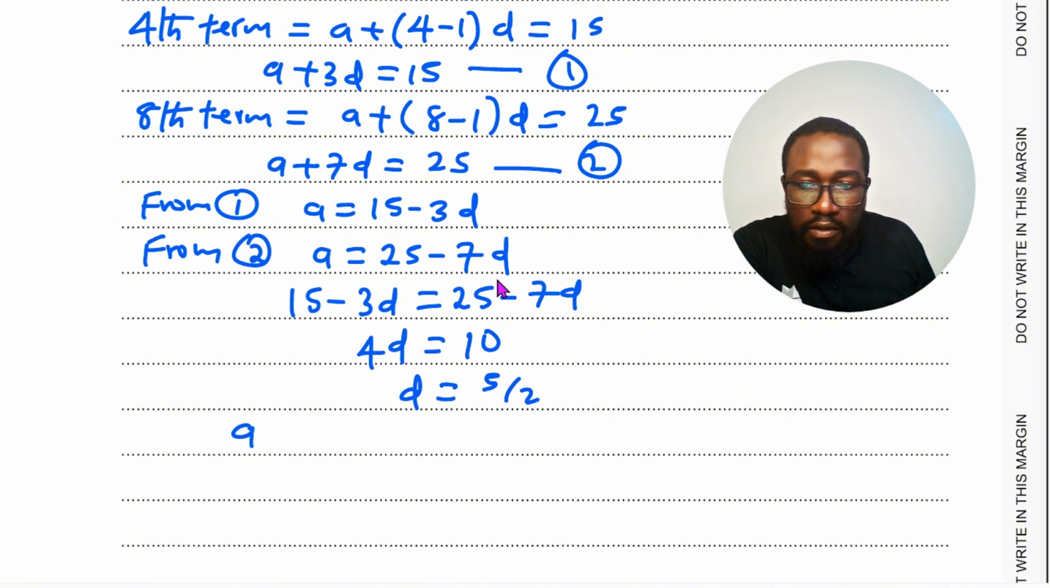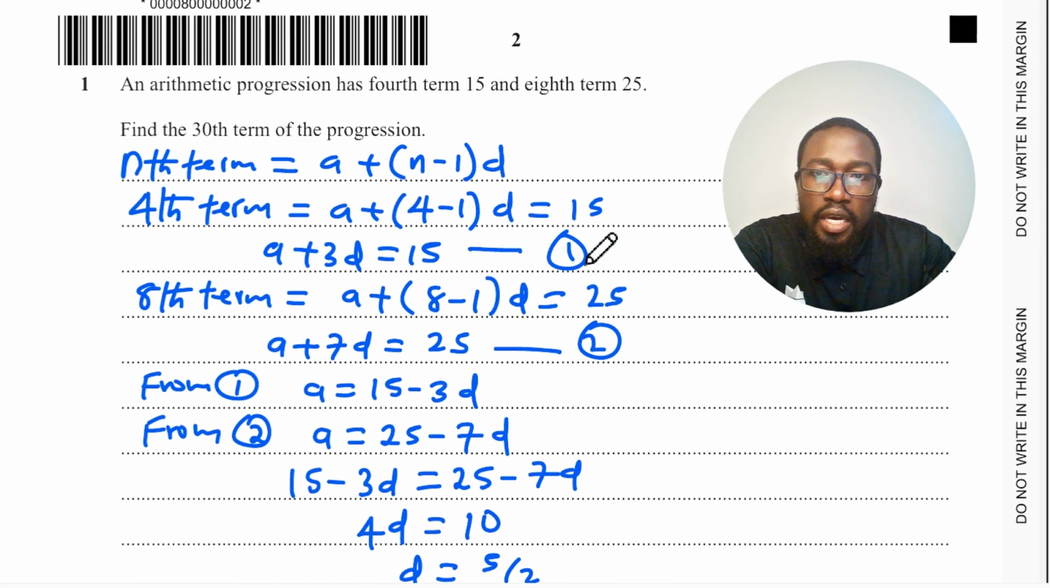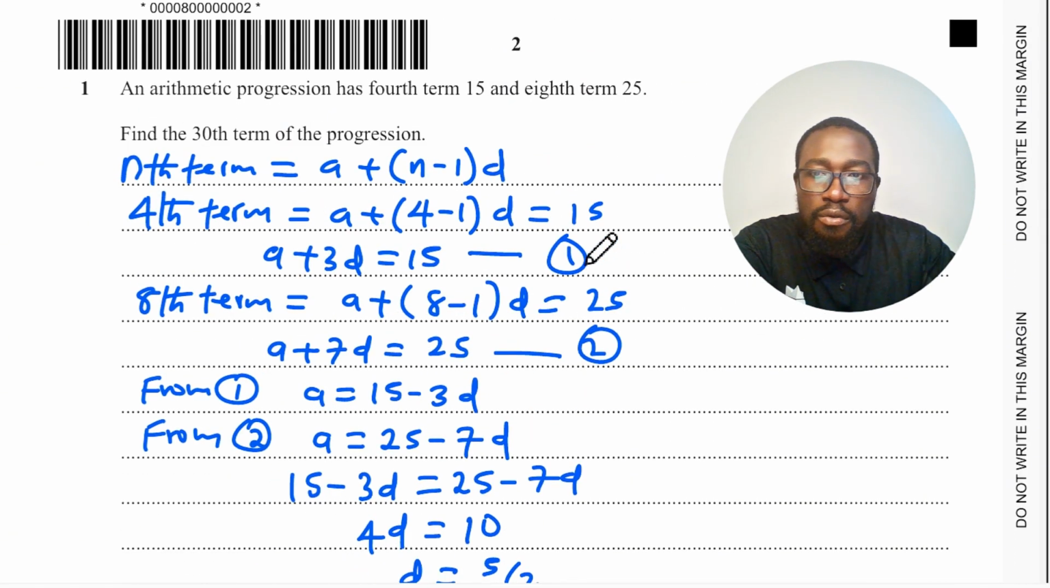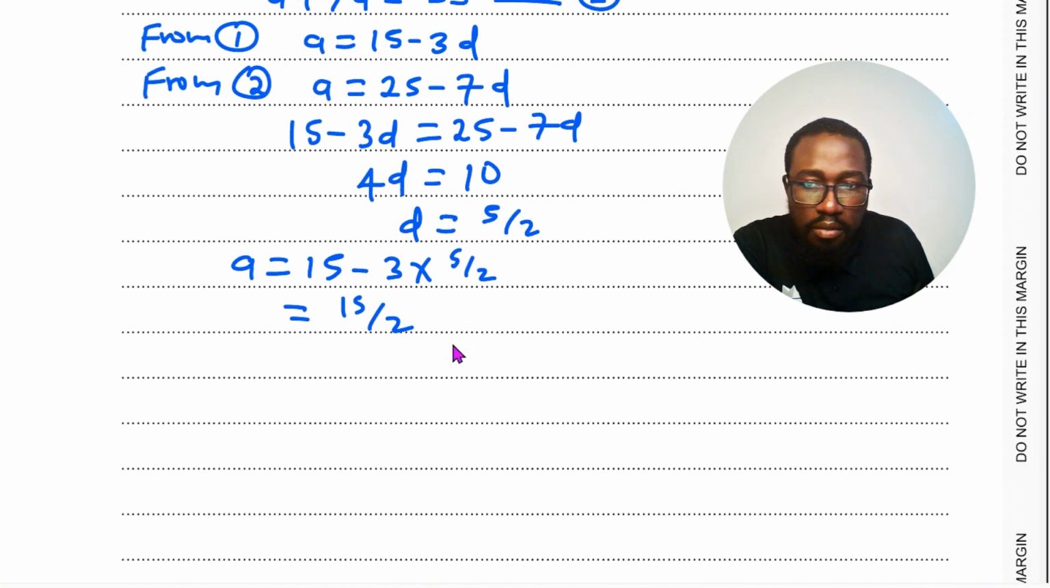So if we take the first one, A is given by 15 minus 3D, that is 15 minus 3 times 5 over 2. So you simplify that, you'll get that to be 15 over 2. So now that we have both A and D, we can solve the original question, that is find the 30th term of the progression. So let us use these parameters to obtain the 30th term.